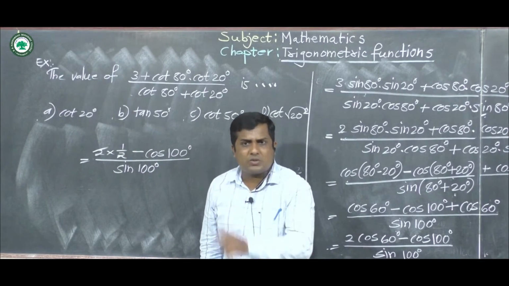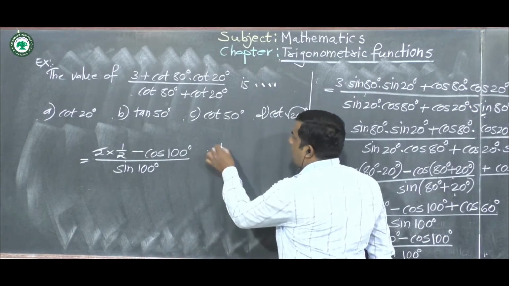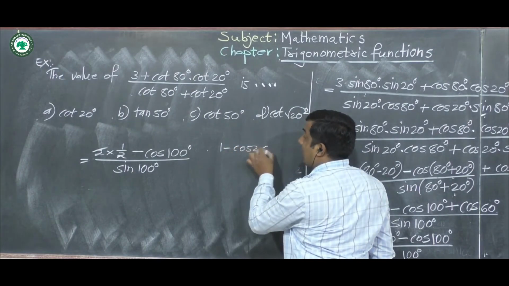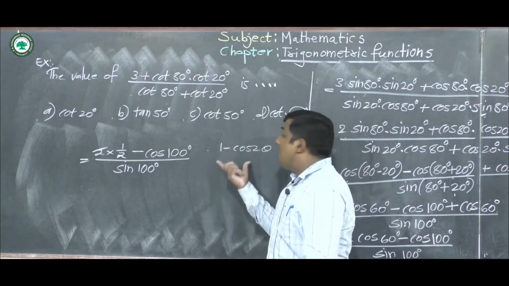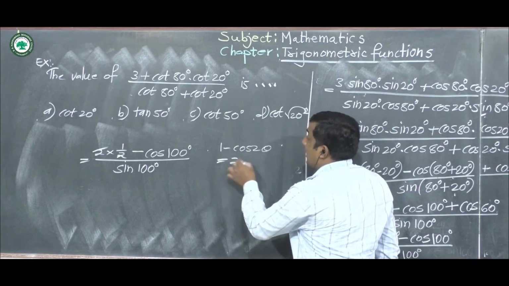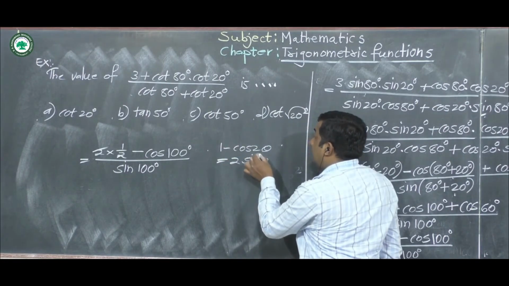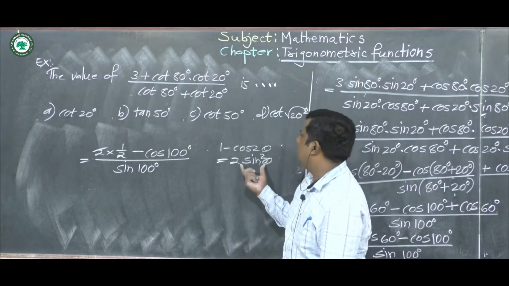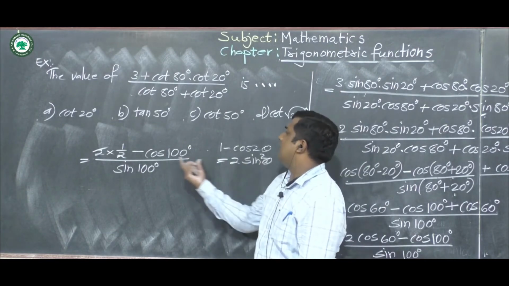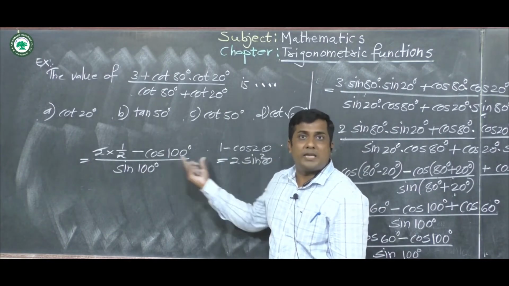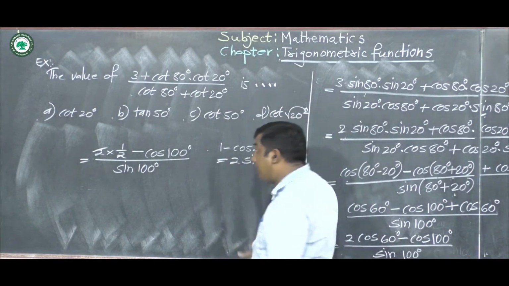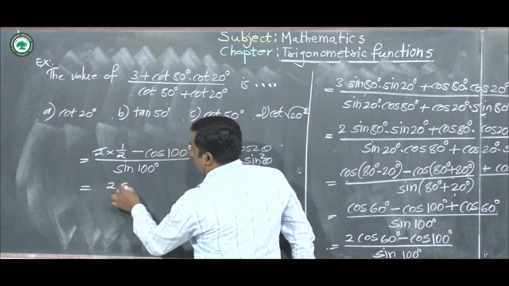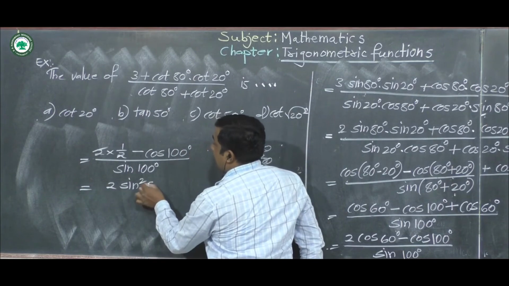We know 1 minus cos 100 degree is of the form 1 minus cos 2 theta. And we know 1 minus cos 2 theta is 2 sine square theta. 2 sine square theta means 2 sine square 50 degree. So this is equal to 2 sine square 50 degree.